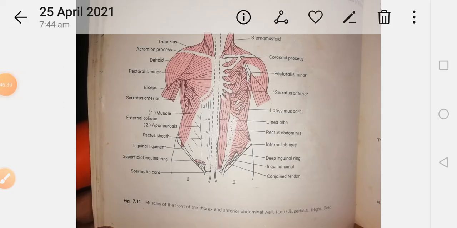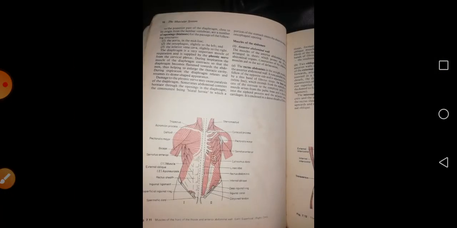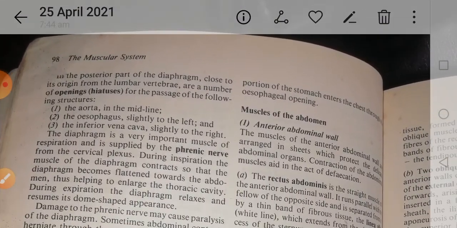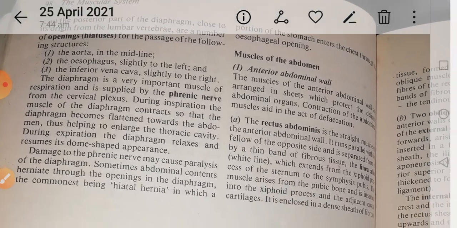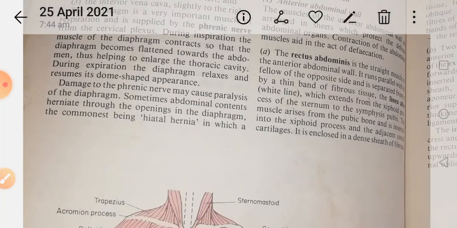This is the muscles of the front of the thorax and anterior abdominal wall, like this here. The shading is known as the muscles. Sternocleidomastoid, coracoid process, pectoralis minor, serratus anterior. These are the muscles of the chest as well as the abdominal wall. Next, if you see some of the muscle names, opening the hiatus. Muscles of the anterior abdominal wall: rectus abdominis, and the phrenic nerve.